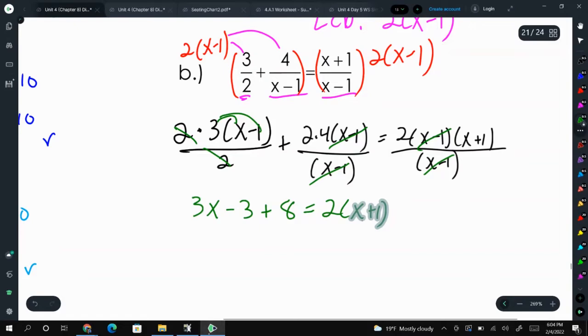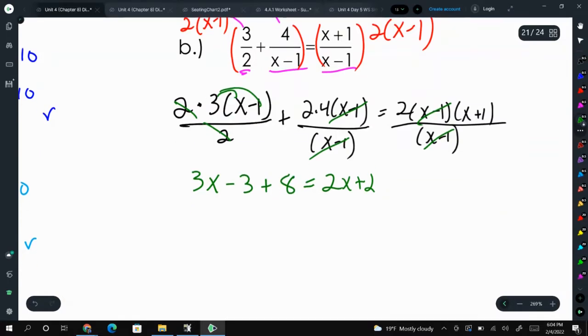Actually, we can distribute that as well. So it would be 2x plus 2. So now this is a nice linear equation that we can solve. 3x plus 5 equals 2x plus 2.